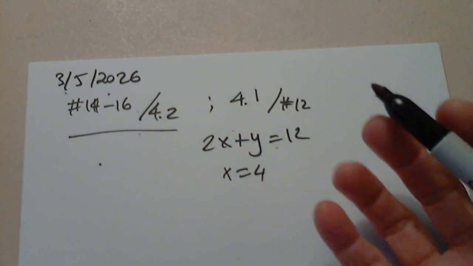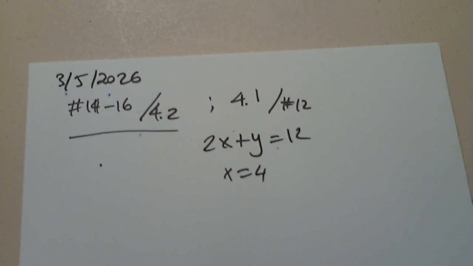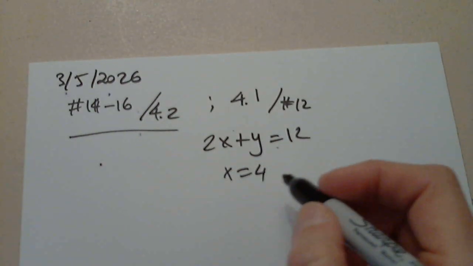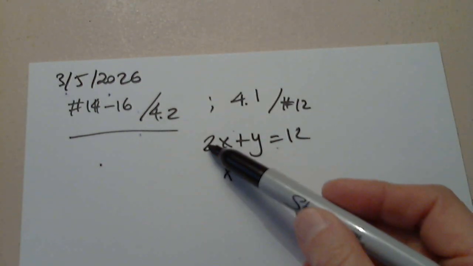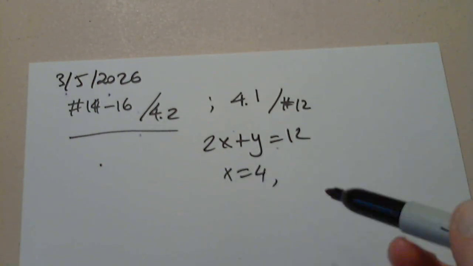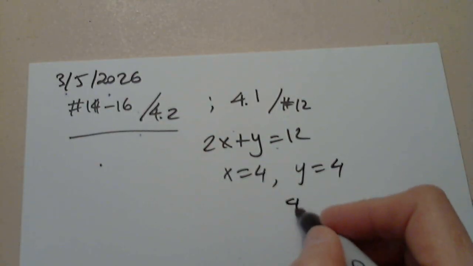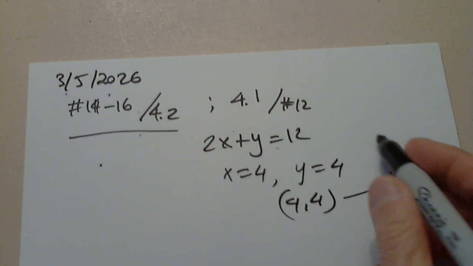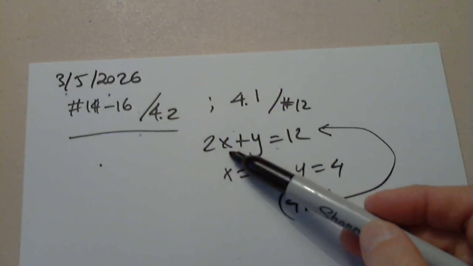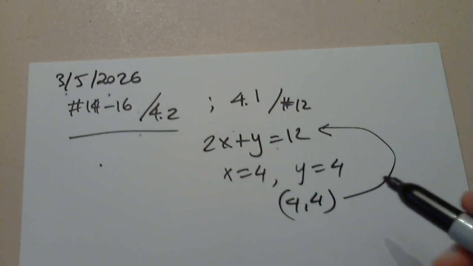Right. This is exactly what we did with all the tables. So when x is 4, we have to find y. 4 times 2 is 8, subtracted from 12 is 4. So the ordered pair is 4, 4. If you want to check, let's go back and check. 4 times 2 is 8, 8 plus 4 is 12.